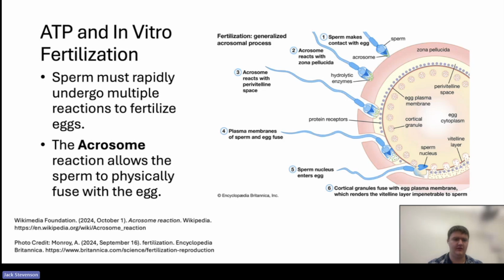Okay, we're going to talk a little bit about ATP and its role in in vitro fertilization. So sperm have to go through a lot of reactions really quickly to fertilize an egg, and one of them is called the acrosome reaction. The acrosome reaction is actually where the head of the sperm is changed in a way that the sperm can physically fuse with the egg. And that's what allows for fertilization to occur. And you can see in that diagram how the sperm will penetrate through the outer membrane of the egg and into the inner layer of the egg.